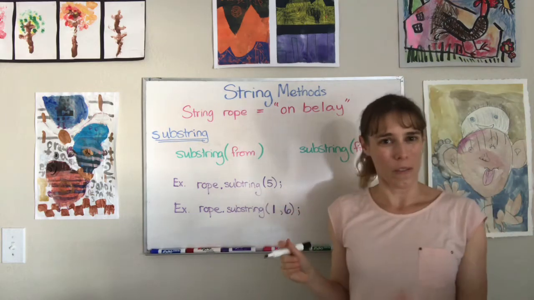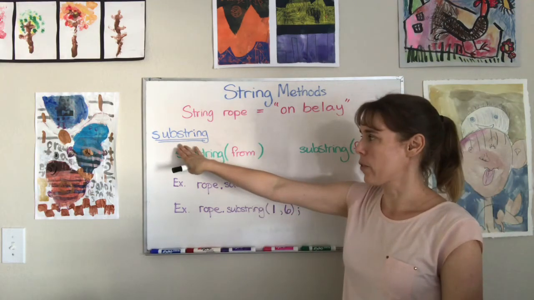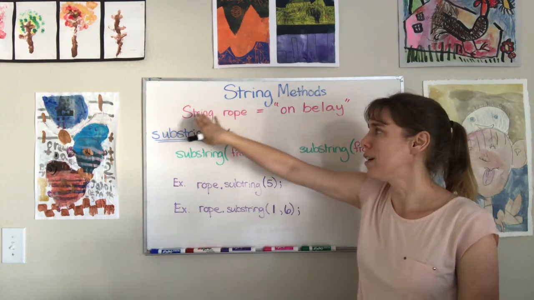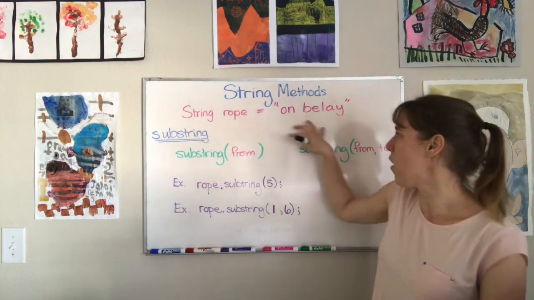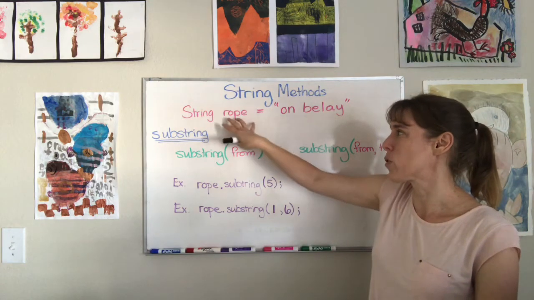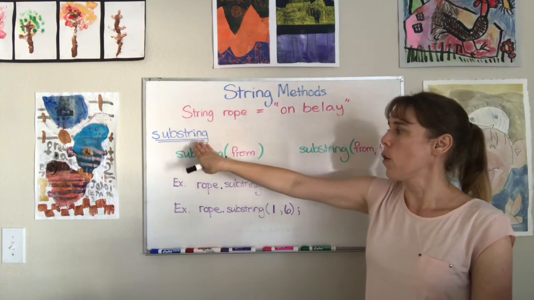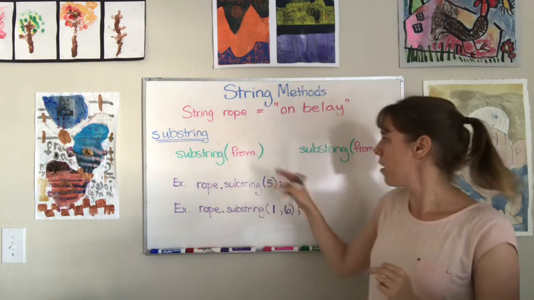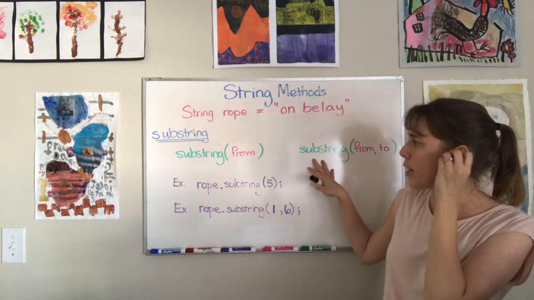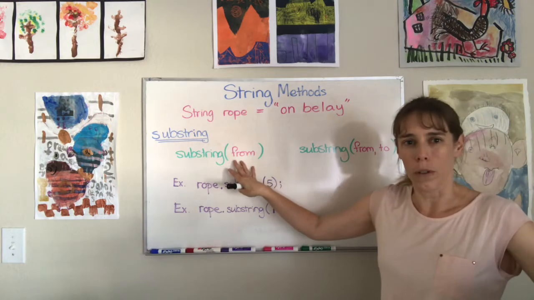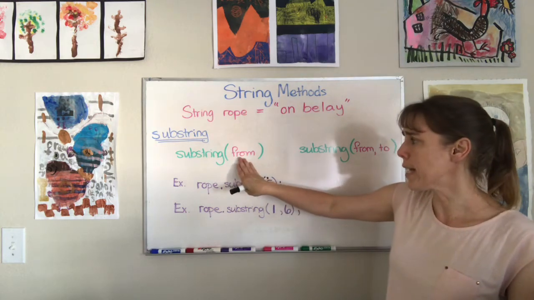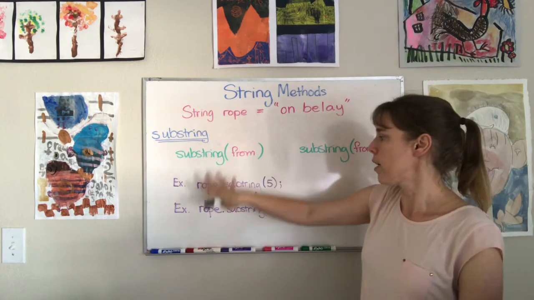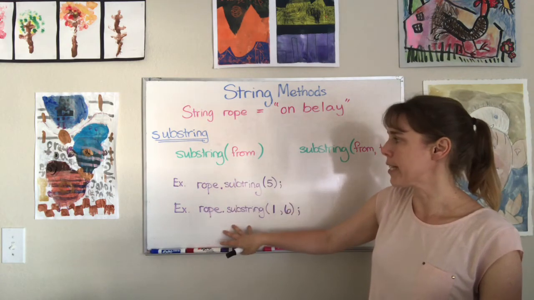We're going to start with one of the harder ones. We're starting with substring. So for this example, I've made rope a string, and on belay is the phrase that's stored into a rope. So substring has two different methods in the string class. It is an overloaded method, so it can take either one parameter or it can take two parameters. So here are two examples, one where it takes each.